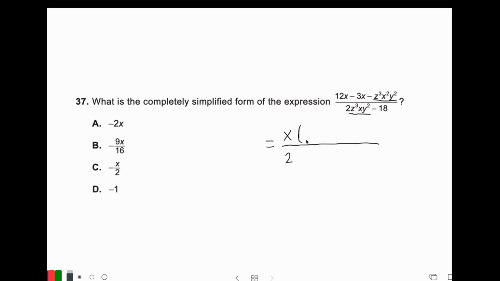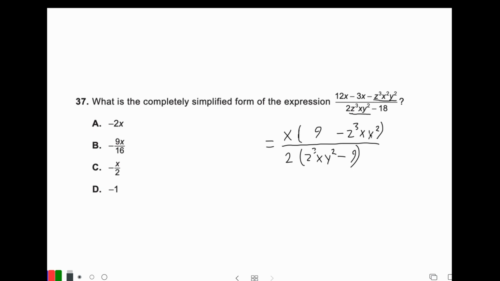Write this out. This is going to be 12 minus 3 minus z cubed x y squared. Only x because we factored out an x there. And then on the bottom, it's going to be z cubed x y squared minus 9. Okay, so now we see we can probably combine these two terms right here. So we're going to do just that. We're going to combine these two. And this is just going to be a 9. So now we got, you say, okay, well, this looks really similar, but they're not the same.